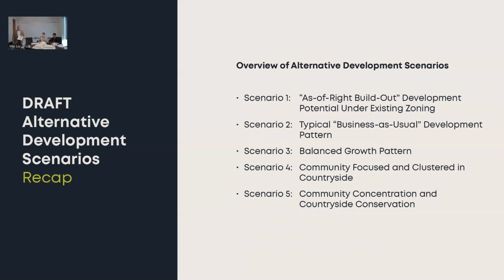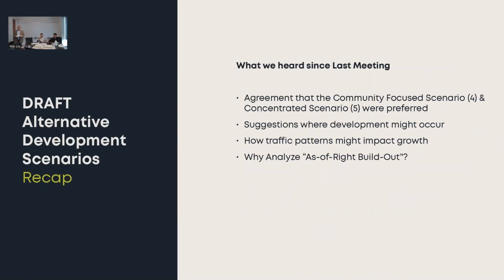And in the 5 scenarios, your as of right build out, that is the potential. It's not what is actually occurring in your community. Scenario 2 is the typical business as usual pattern. The balanced growth pattern was something that was raised at our different groups, so that's something we're studying. And scenario 4 is community focused and clustered in the countryside, and scenario 5 is community concentration and countryside conservation.